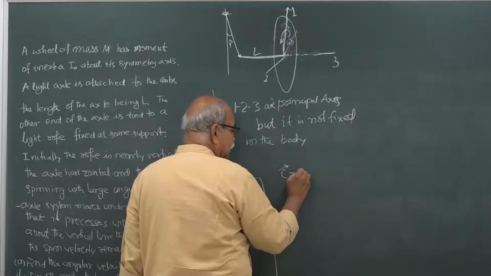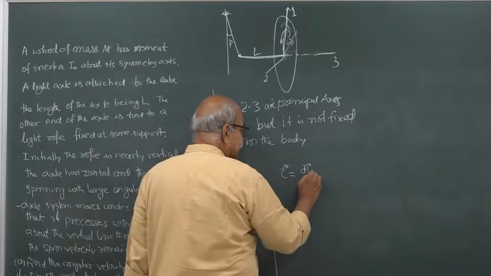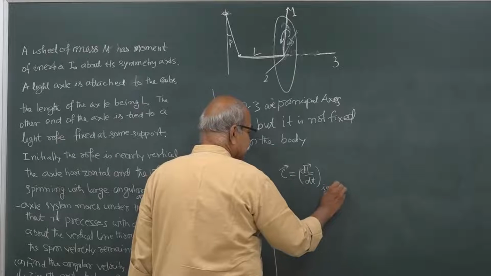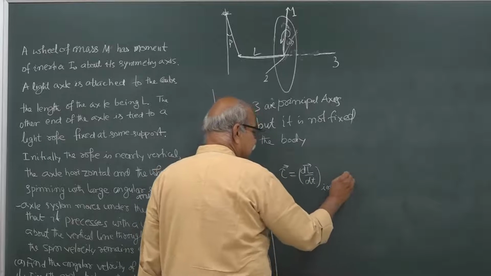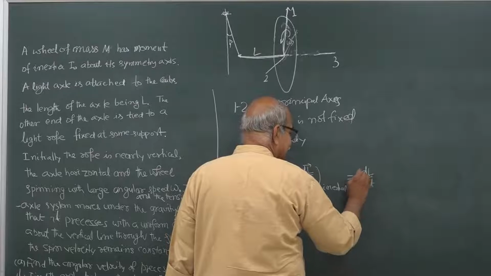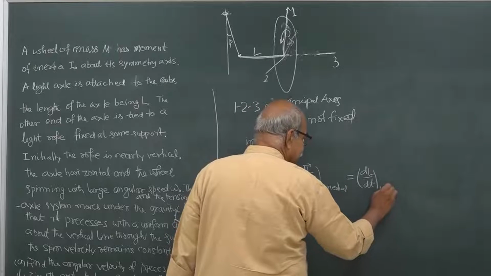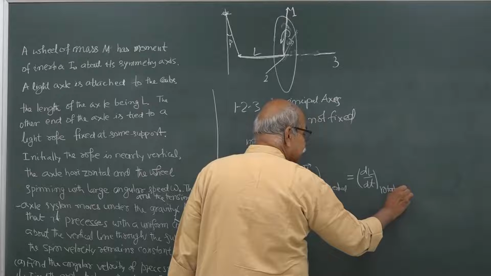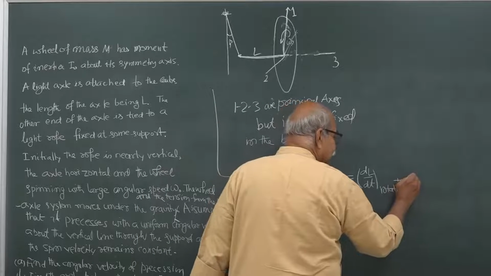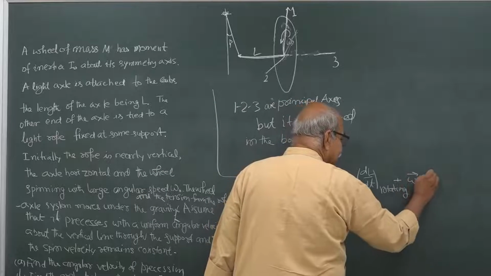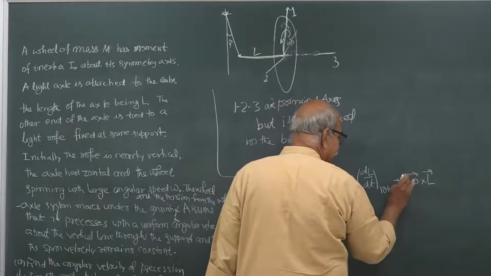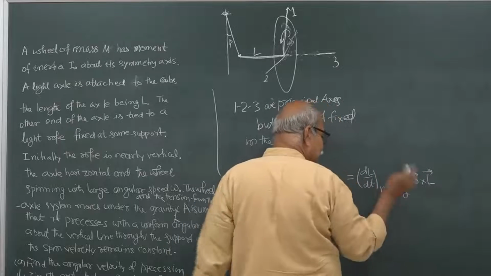Torque is equal to dL/dt in inertial frame, and then this is equal to dL/dt in rotating frame, which may not be fixed with the body, plus omega cross L. And what omega is this? This is very important. I should not use this symbol.